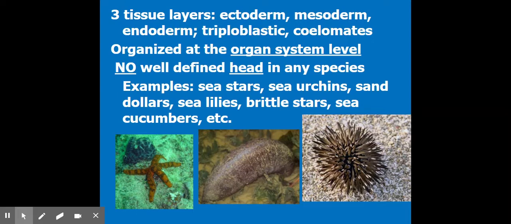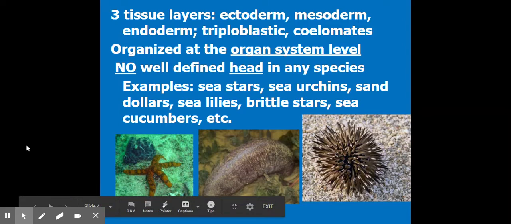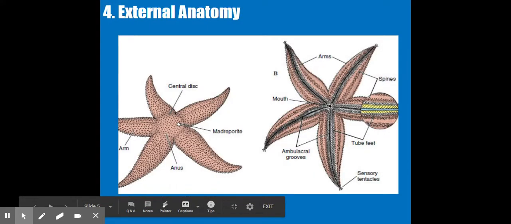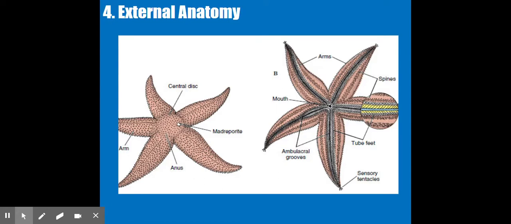They do not have a well-defined head. So if you look at the sea star, where's its head? I don't see eyes or eyes on stalks or appendages or antennae or anything like that. Sea cucumber, I don't know which end is what. Sea urchin, not easy to find anything either. So they don't really have a well-defined head. They of course have a mouth and they have an anus, so they have a complete digestive tract, but there's not a well-defined head region in any examples of echinoderms, including sea stars, sea urchins, sand dollars, sea lilies, brittle stars, sea cucumbers, etc.